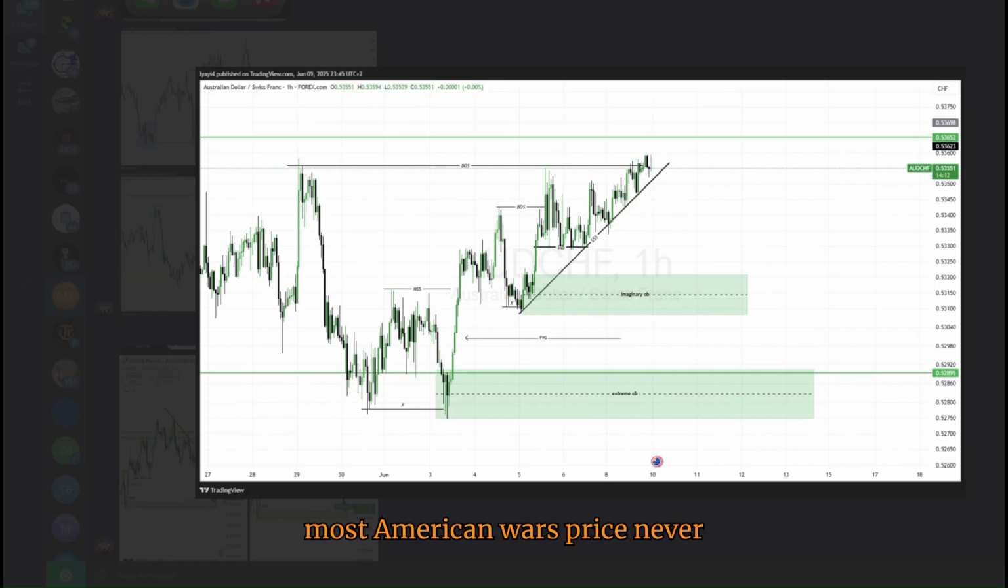the most annoying thing was price never expected this, but used this place as a confluence to go down again. Then here it also respected this place, did break a structure. I don't know if it did break a structure, right? I think it did break a structure in the lower time frame, and it started moving. Then when it got here, it went down.